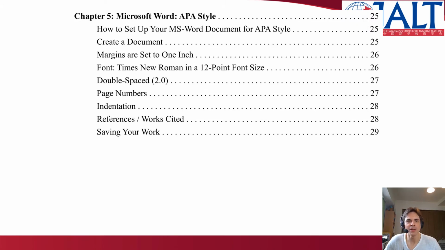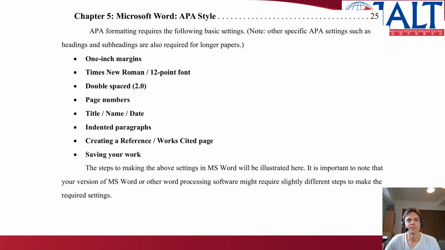Next, Chapter 5 is about setting up the computer to use Microsoft Word for APA style. So we have topics like the 1-inch margin around the paper, the Times New Roman letter font, double spacing, inserting page numbers, paragraphs, and so on.